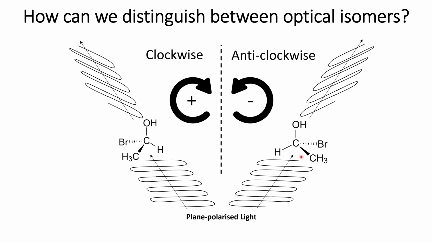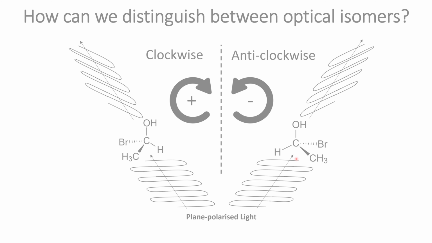So therefore, if you know this sample well, if you shine plane polarised light through an unknown sample and it rotates it clockwise, then you know you're looking at one particular optical isomer. If it rotates it anti-clockwise, you know you're looking at the other optical isomer.